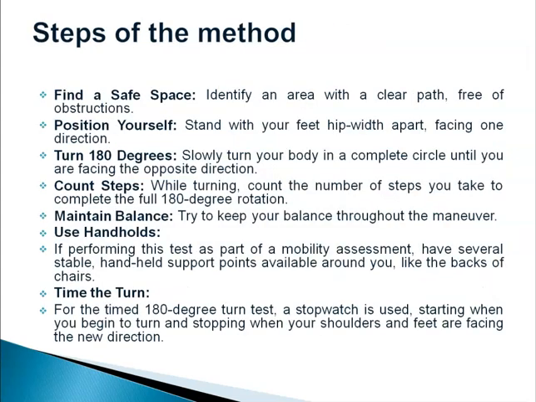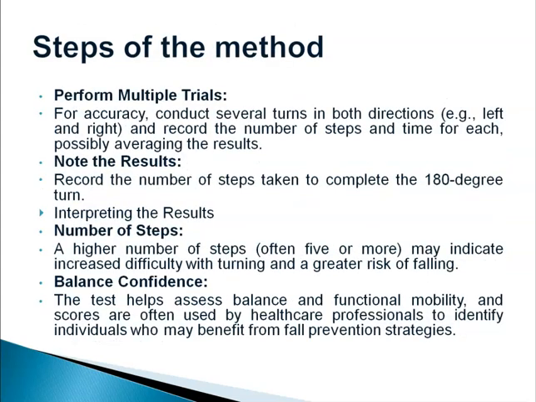The steps of the method: find a safe space, position the patient, ask them to turn 180 degrees, count the number of steps, maintain the balance, use the handholds, time the turn, that is the duration taken. Ask them to perform multiple trials, note the results, interpret the results, measure the number of steps taken. So this test helps to assess balance and functional mobility, and these scores are often used by healthcare professionals to identify the individuals who may benefit from fall prevention strategies.